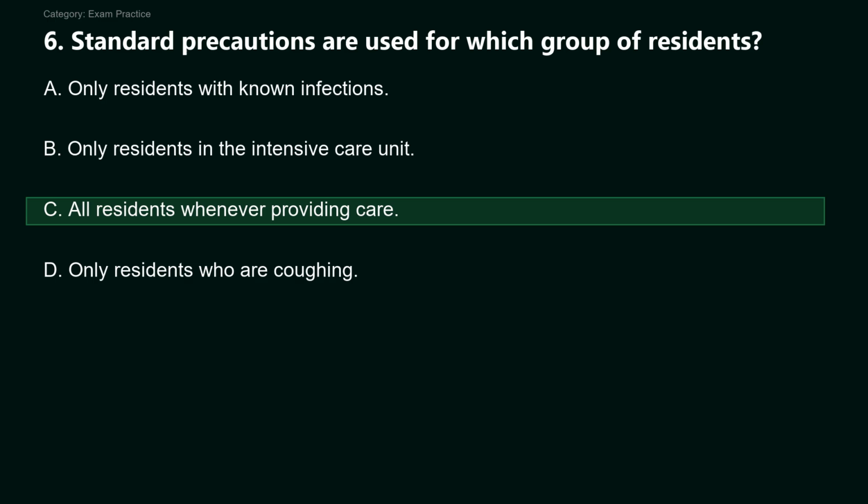The correct answer is option C. All residents whenever providing care. Standard precautions assume that all blood and body fluids are potentially infectious.